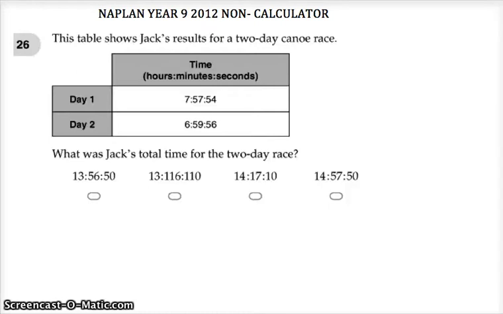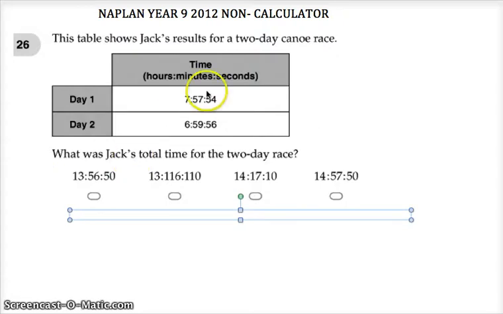This is the 2012 non-calculator paper, question 26. This table shows Jack's results for a 2-day canoe race. You can see day 1 and day 2 and the times are here. What was Jack's total time for the 2-day race? Pause the video and answer the question.